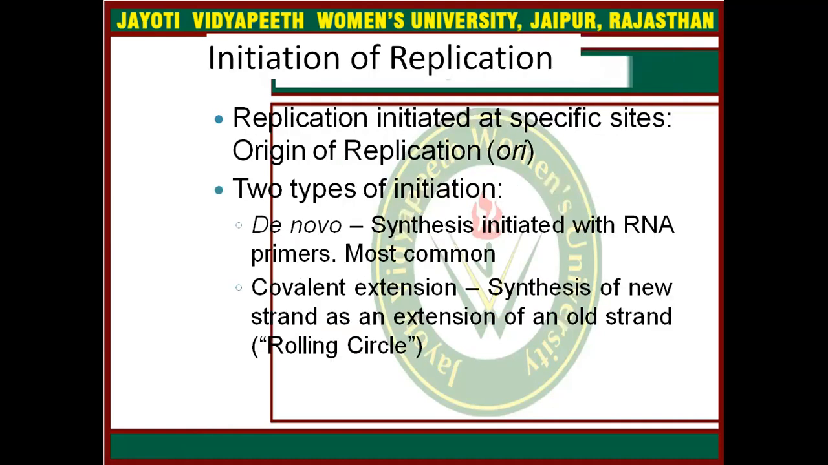Initiation of replication. Replication is initiated at specific sites, which are known as the origin of replication. There are two types of initiation. First is de novo, in which synthesis is initiated by RNA primers, and it is very common. The next is covalent extension, synthesis of a new strand as an extension of an old strand, which is called rolling circle.